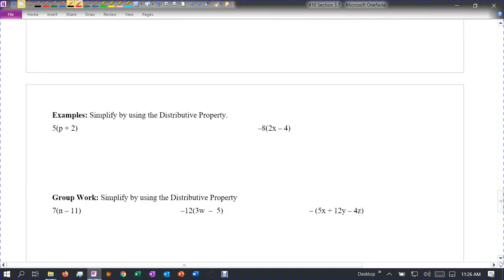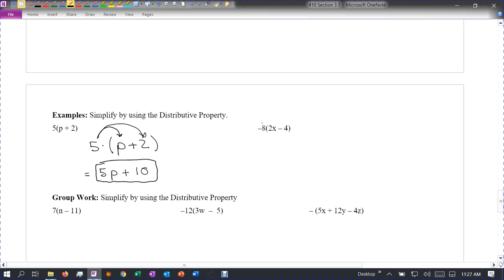So for the first example here, we're going to see that we have 5 times, and then in parentheses we have two things that are added together. So we distribute 5 times p, that's just 5p. And then we say plus, because that's a plus there. 5 times 2, that's 10, and that's it. Okay, we've essentially removed the parentheses.